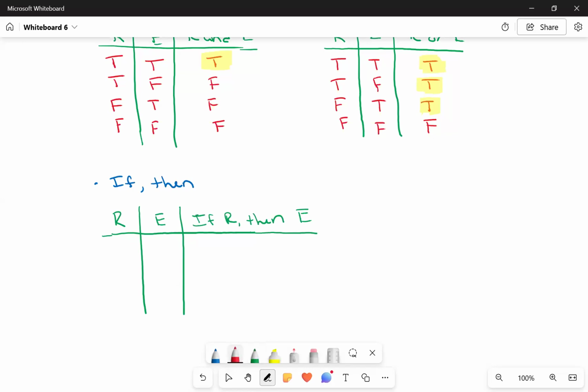So, true, true, false, false, true, false, true, false. Here we go. If I pay the rent, then I pay the electricity. If both of them happen to be true, this is a true statement. If I pay the rent, then I pay the electricity, but I didn't pay the electricity, that's the next line. That's false. I failed to do what I said I was going to do.